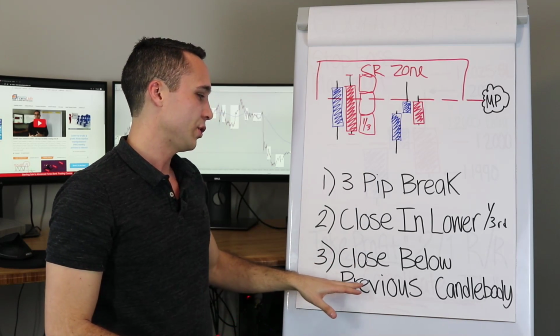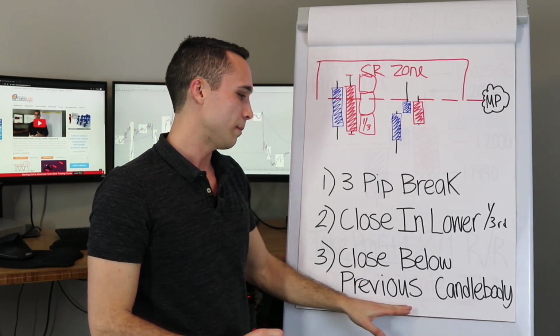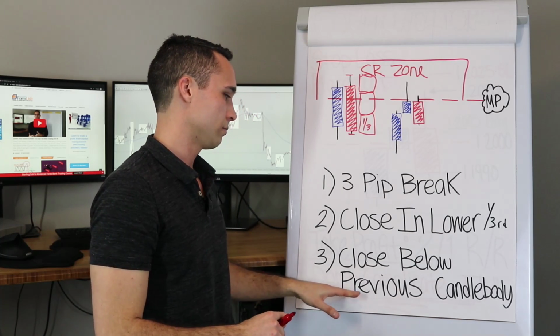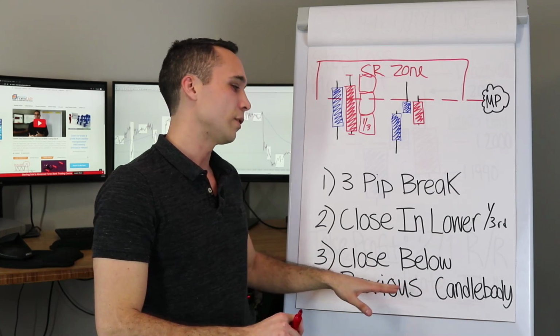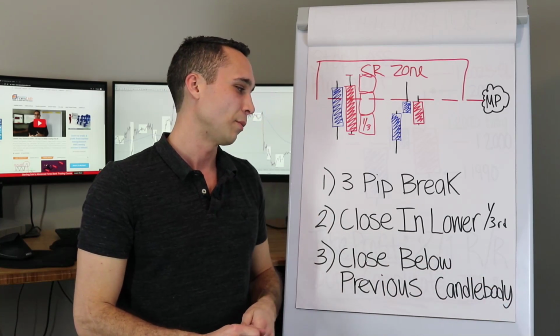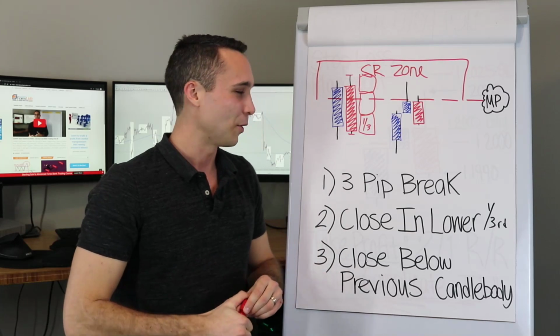The other aspect to that is it has to close below the body of the previous candle. Now, I shouldn't have written candle body, but close below the previous candle. I guess I should say candle body. Close below the previous candle body.